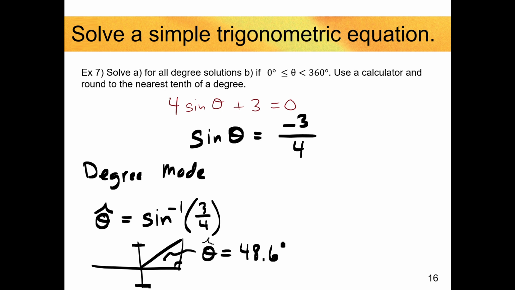Let's go with it. We got 48.6. Which quadrants are we supposed to be looking at, though? When is sine a negative value? I'm looking for things in quadrants 3 and 4. Remember, sine is the y value, and the y value has to be below the x-axis.